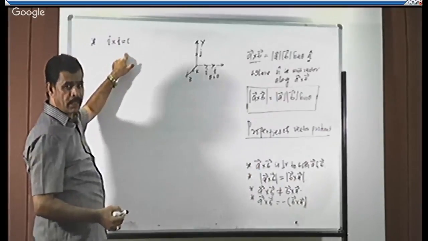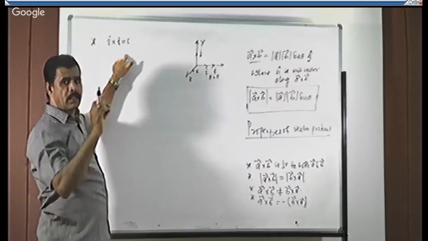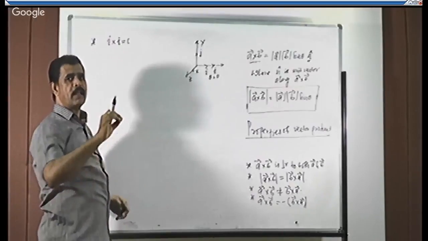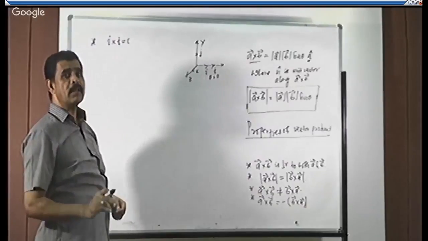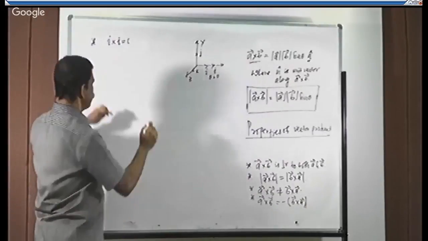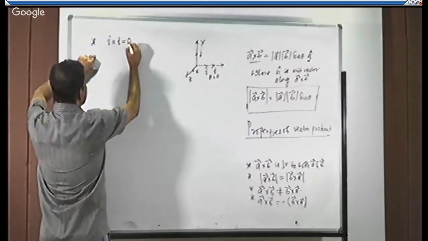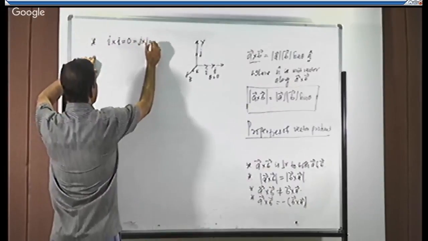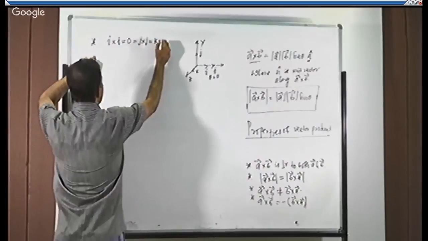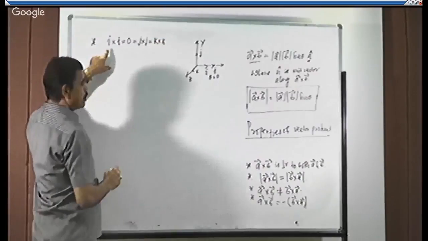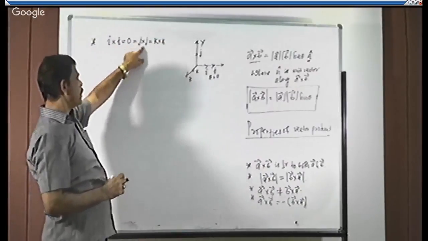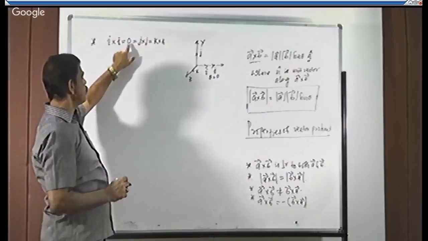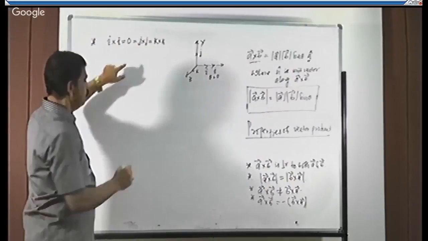It means that any vectors acting in the same direction, their cross product will become 0. Here, I cross I is equal to 0. Similarly, J cross J is equal to 0 and K cross K is also 0. I cross I, J cross J, K cross K is always equal to 0.